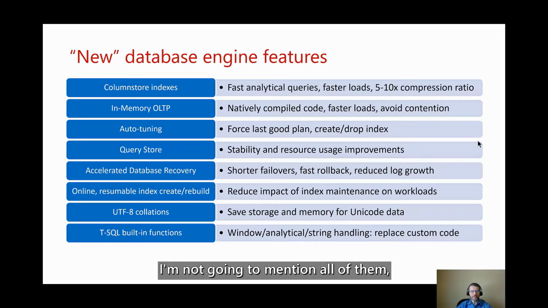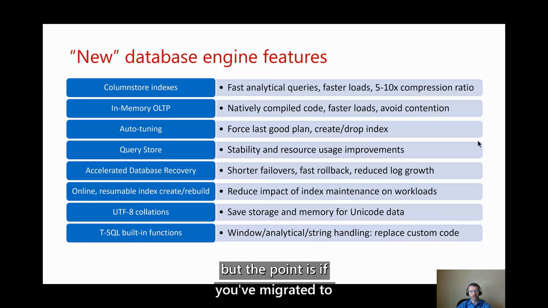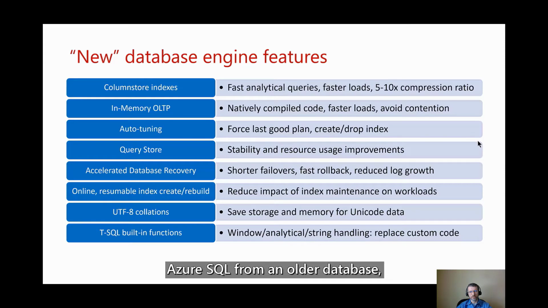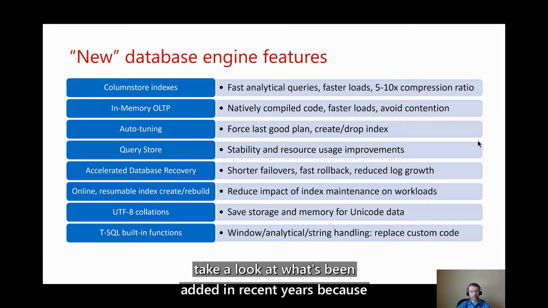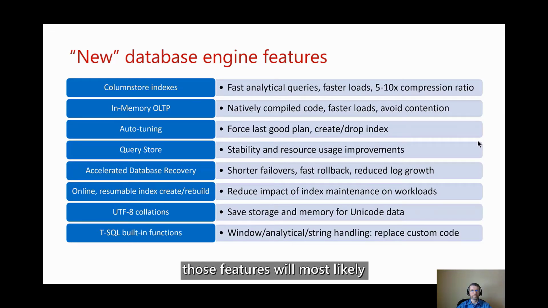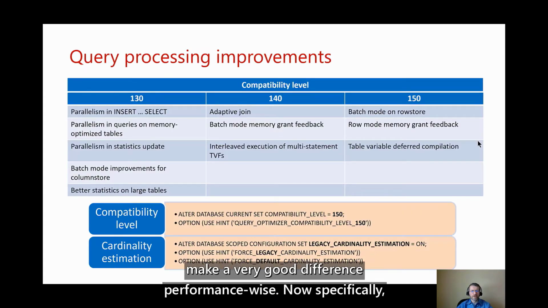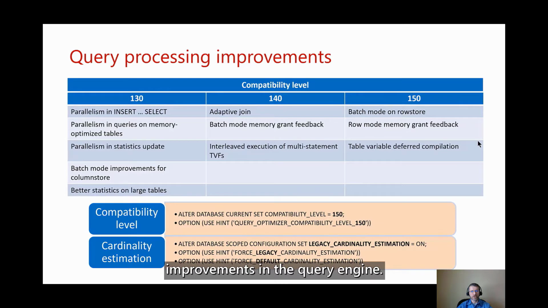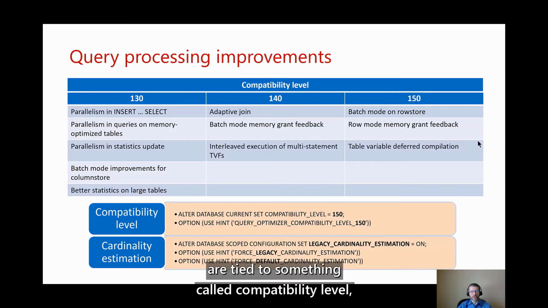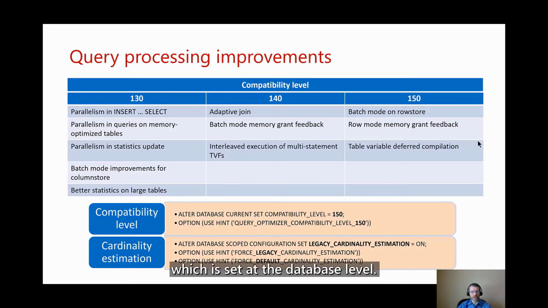So I'm not going to mention all of them, but the point is, if you've migrated to Azure SQL from an older database, from older SQL Server version, take a look at what's been added in recent years, because those features will most likely make a very good difference performance-wise. Now, specifically, I want to talk about query processing improvements in the query engine. And all of those improvements that we do are tied to something called compatibility level, which is set at the database level.